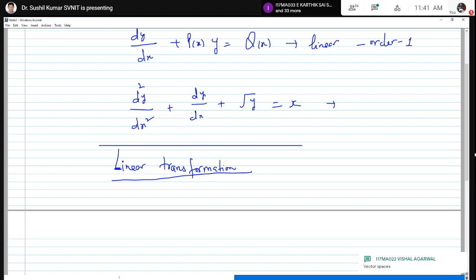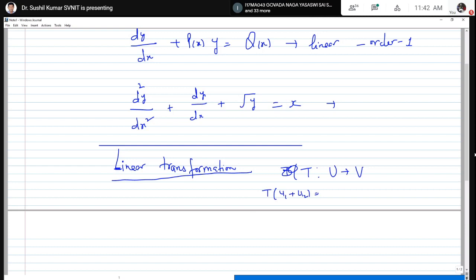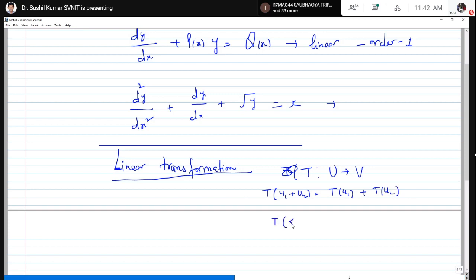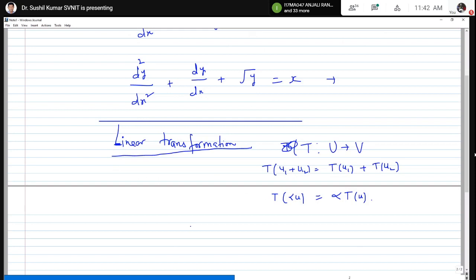Definition of linear transformation. So it is a mapping from one vector space to another, in which we have two properties. One is that if we add two vectors and then apply the transformation, the result would be same as applying the transformation first and then adding the vectors. And the second thing is that if we multiply a scalar to a vector and then apply a transformation, that should be the same as multiplying the scalar to the transformed vector. Yes, so this is the definition of linear transformation.